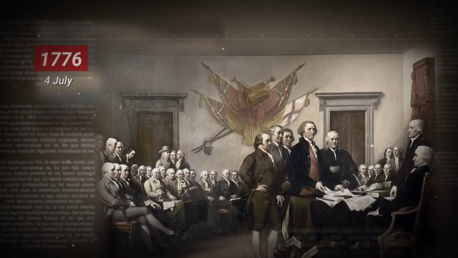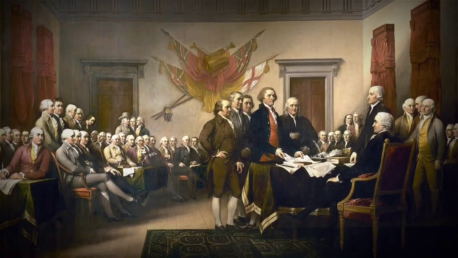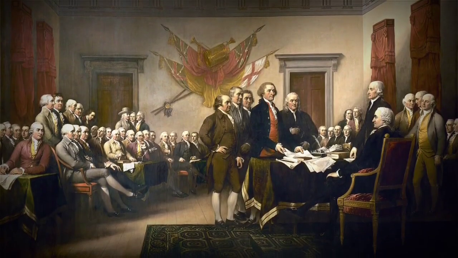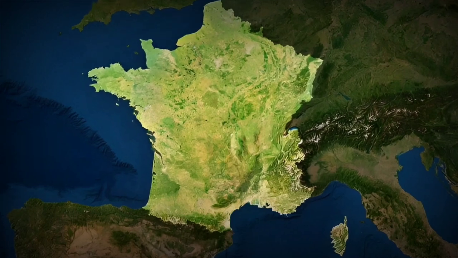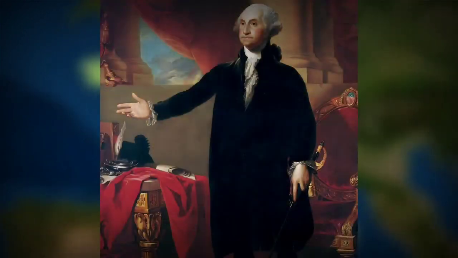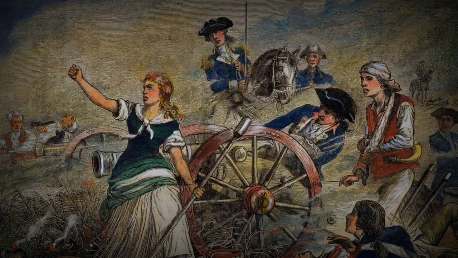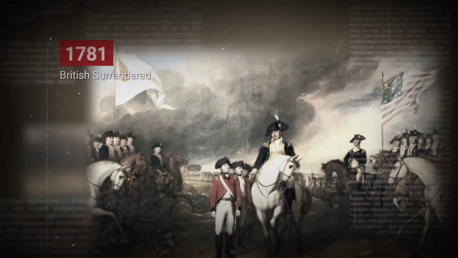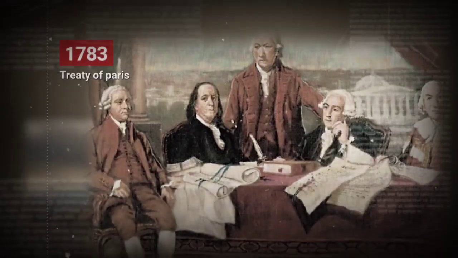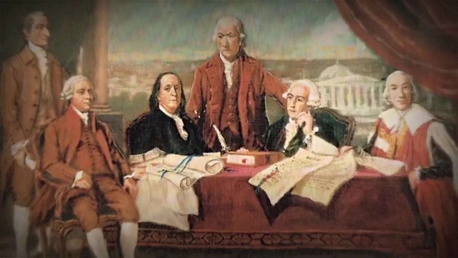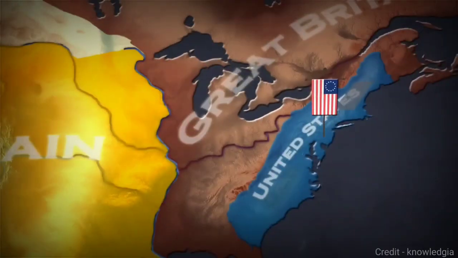On July 4, 1776, the Continental Congress officially declared independence. France, an enemy of Britain, supported the Americans in this Revolutionary War, which was led by George Washington. The American Revolution was finally successful. In 1781, the British surrendered at the Siege of Yorktown, and in 1783, the Treaty of Paris formally recognized the freedom of the 13 colonies.